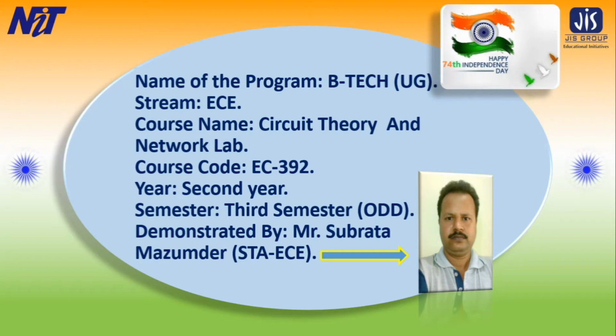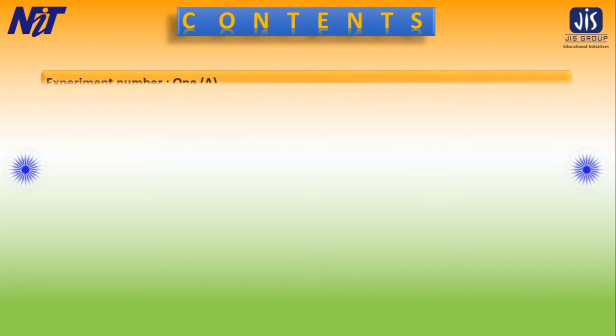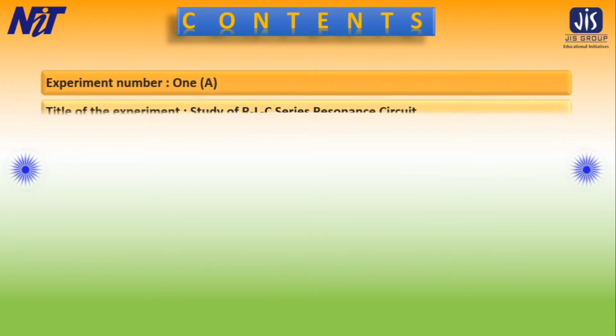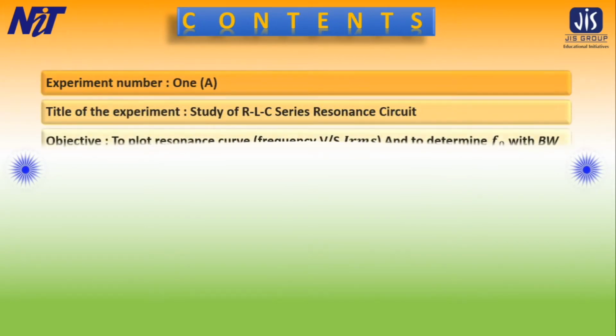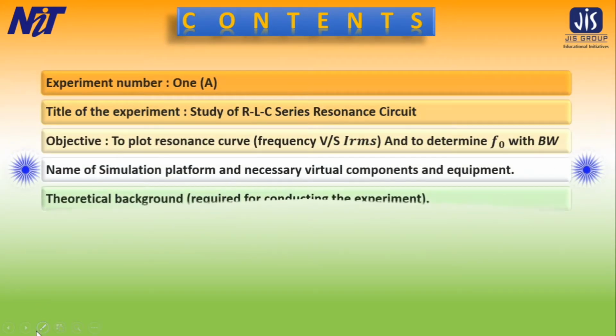Today I am going to demonstrate one of your laboratory experiments from the subject of Circuit Theory and Network Lab, whose code is EC392. Today's content is experiment number 1. Title of the experiment: Study of RLC resonance circuit.